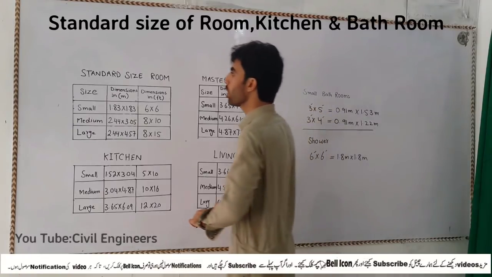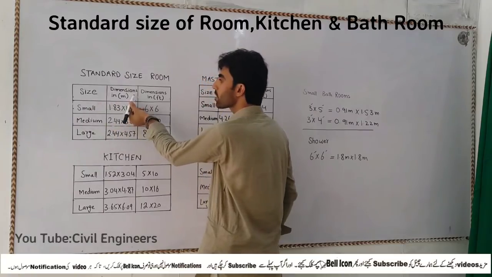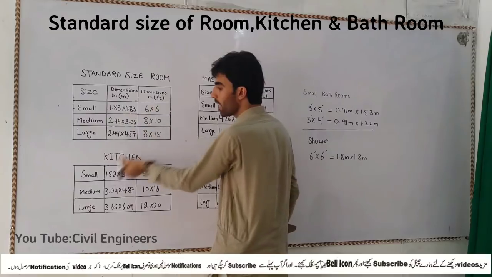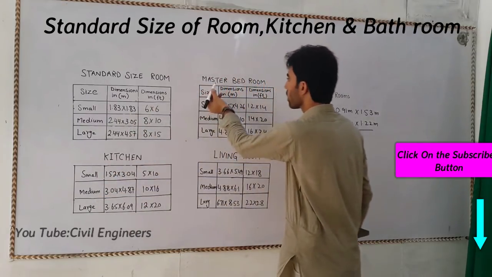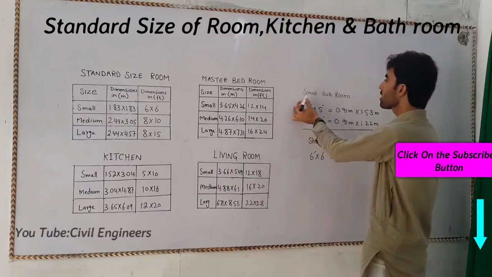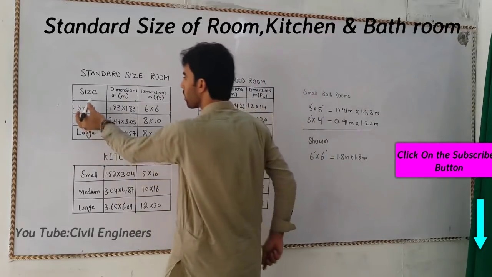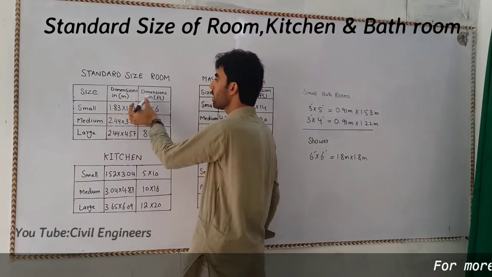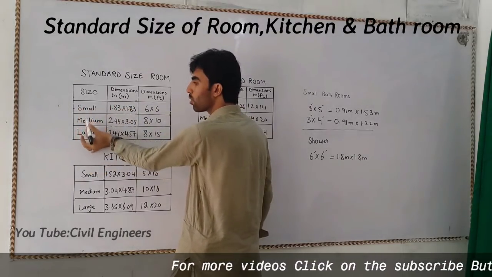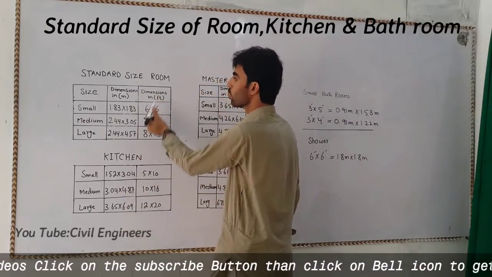Let's start. The first one, we have the standard size of room. So this is size, this is dimensions in meter, and this is dimensions in feet. Also, this is the master bedroom, this is the living room, this is the kitchen, and this is the small bathrooms and shower. So the first one, we have a size, dimensions in meter and dimensions in feet. Size, we have small room, medium room and large room.